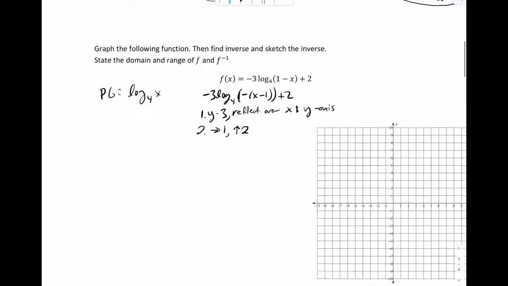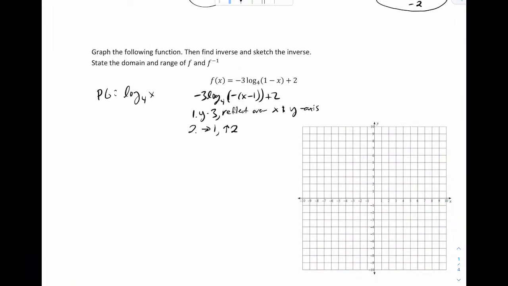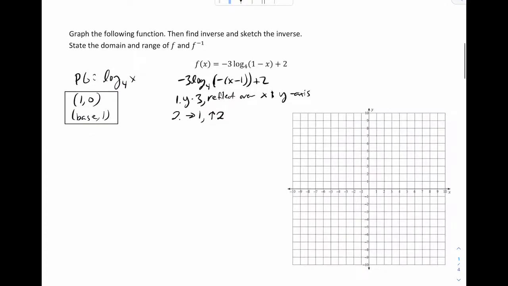Now, whenever you graph a log, remember the parent points. The parent points are going to be 1, 0, and the base, 1. That's always going to help you figure out how to graph a log. So I'm going to put my parent graph here, 1, 0, and that'd be 4, 1. And I might erase that later. I'm just using that as a guide for now.